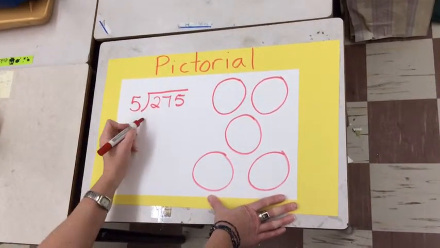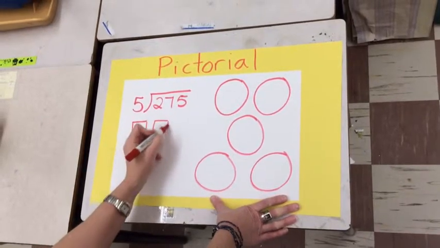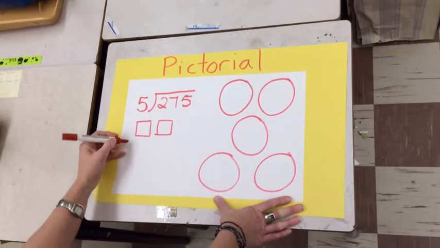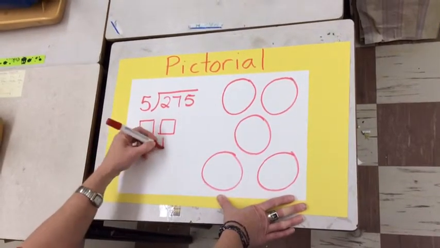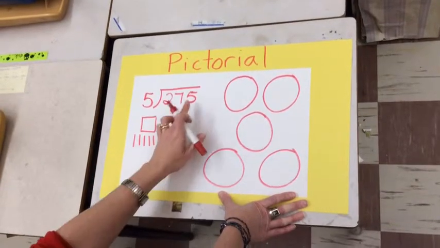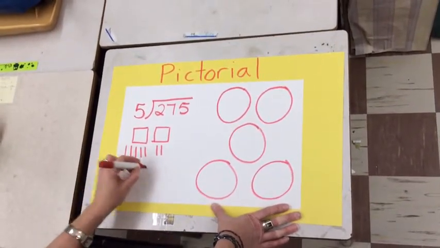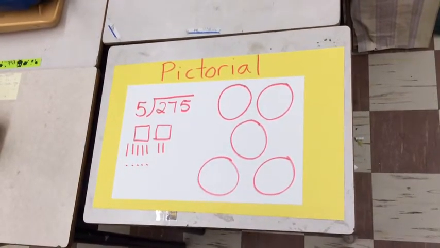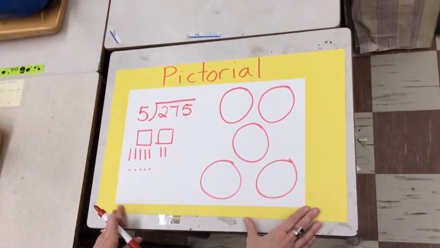We have 200, so I'm just going to draw big squares as our hundreds flats. We have 7 tens, so I'm just going to use sticks for the tens. 1, 2, 3, 4, 5, 6, 7. And for the ones, we have 5 ones. I'm just going to use dots. 1, 2, 3, 4, 5. That makes it very simple. And when we're doing math pictures, we want it to be as simple as possible. We don't want to make it too complicated. We want to have time to figure out the problem, not be drawing pictures.